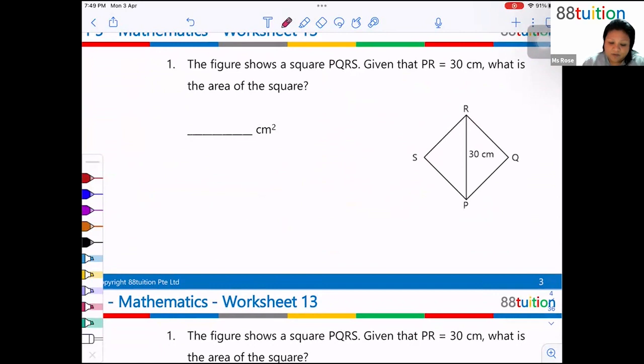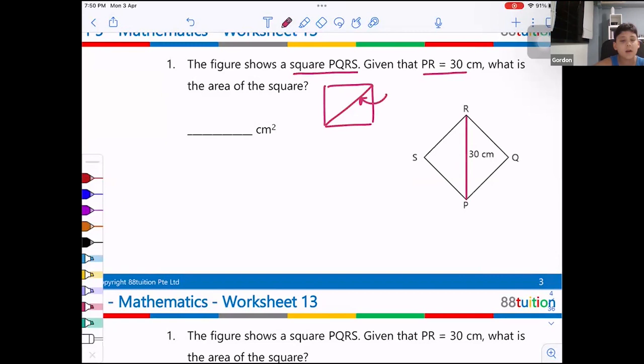Okay. Now, so we have a square, PQRS. So this is a square. Given that PR is 30. So this line here is 30. Now, what is the name of the line PR in a square? I have a square, right? So when I join point to point, what is this line called? No, it's not the height. What is that line called in a square?